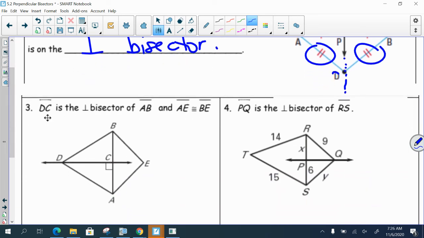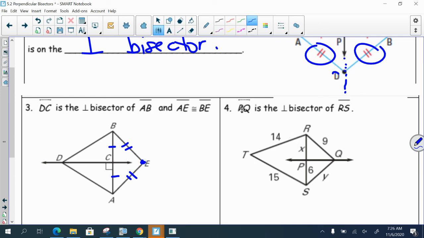So here, let's look at this one. DC is a perpendicular bisector of AB. So we know that those two are congruent. And then we know that AE and BE are congruent. So if we know that E is equidistant from the endpoints of this perpendicular bisector, then we know that it lies on the perpendicular bisector.